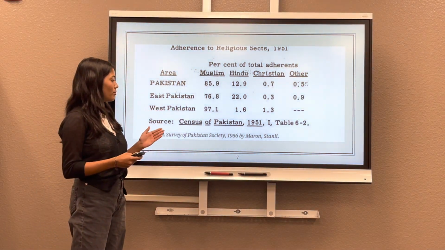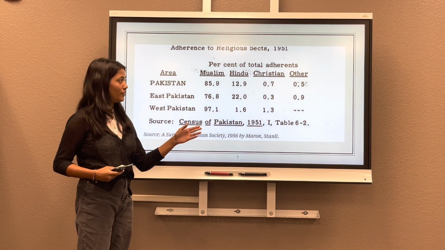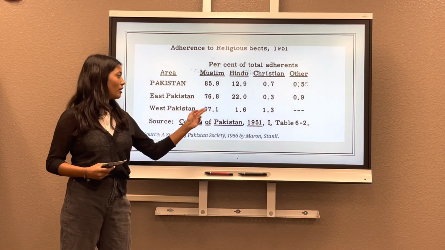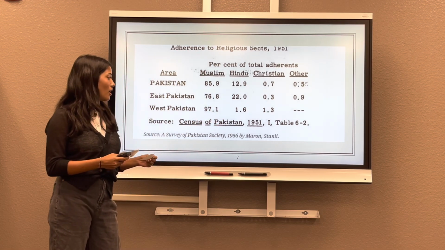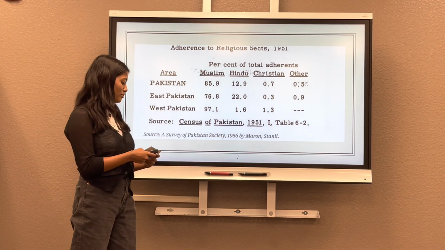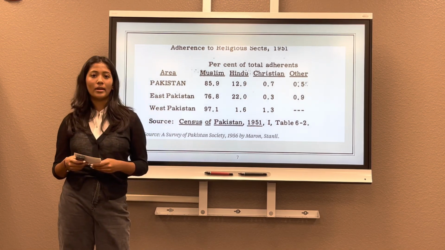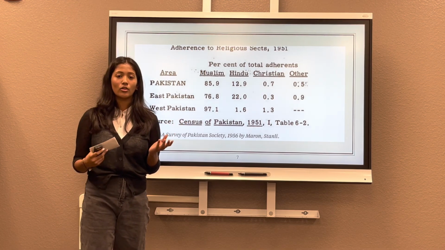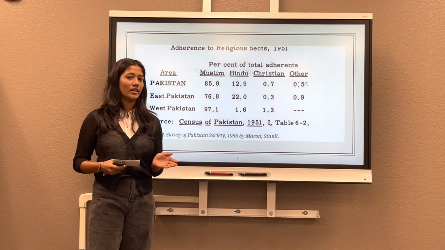According to this table of the Census of Pakistan in 1951, 22% of the Hindu population was in East Pakistan, while a mere 1.6% of the Hindu population was in West Pakistan, proving that Bengali culture had a Hindu influence and it formed a syncretic culture between Hinduism and Islam.